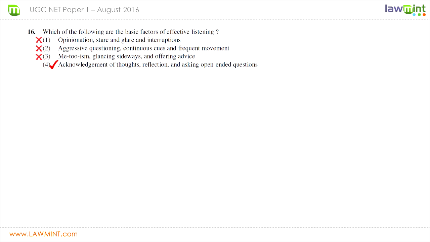Aggressive questioning, continuous cues and frequent movement are probably a display of hostility or disinterest and not effective listening. So this statement also can be eliminated. Me tooism, glancing sideways and offering advice are all interruptions. Therefore, these are also not factors of effective listening. So this also can be eliminated, which leaves us with choice 4, which is the correct answer. So acknowledgement of thought, reflection and asking open-ended questions which are relevant to whatever is being taught are actually attributes and factors of effective listening. Therefore, the correct answer here is 4.